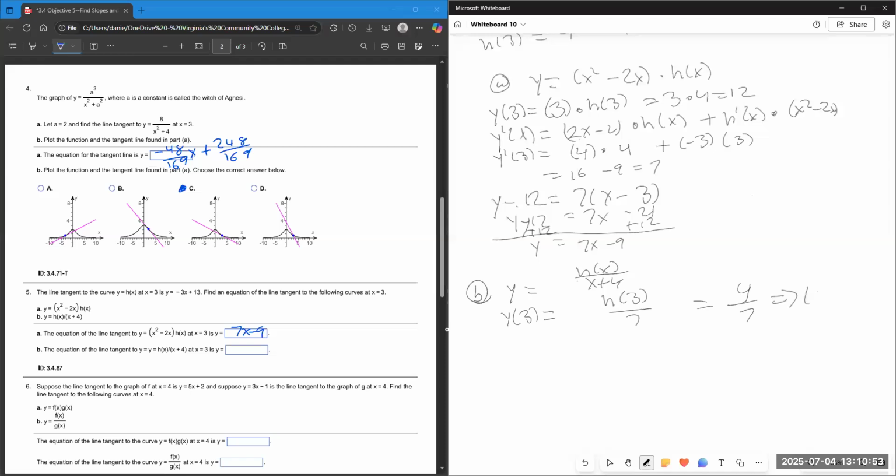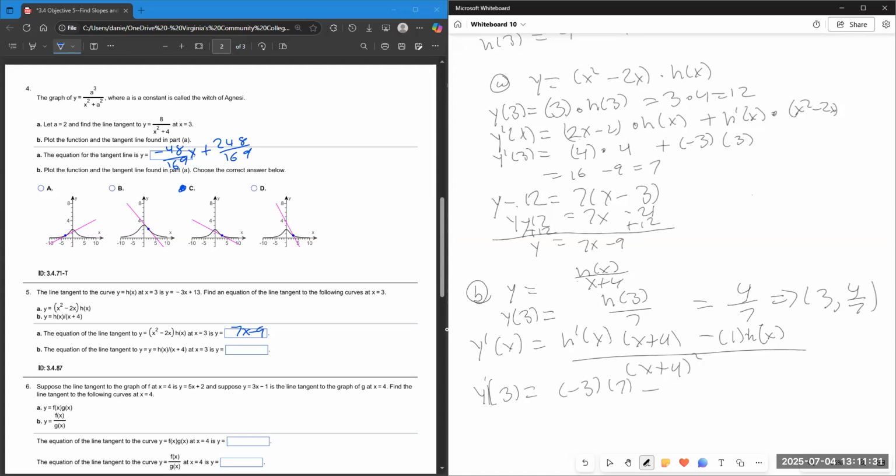There we go. So that gives me 3, 4 over 7. And so y prime of x is derivative of the top times the bottom minus derivative of the bottom times the top all over the bottom squared. Y prime of 3 is going to be h prime of 3, which was -3, times 7 minus h of 3, which was 4, all over 7 squared, which is 49. It's -21 minus 4 over 49, which is -25 over 49 for my slope.